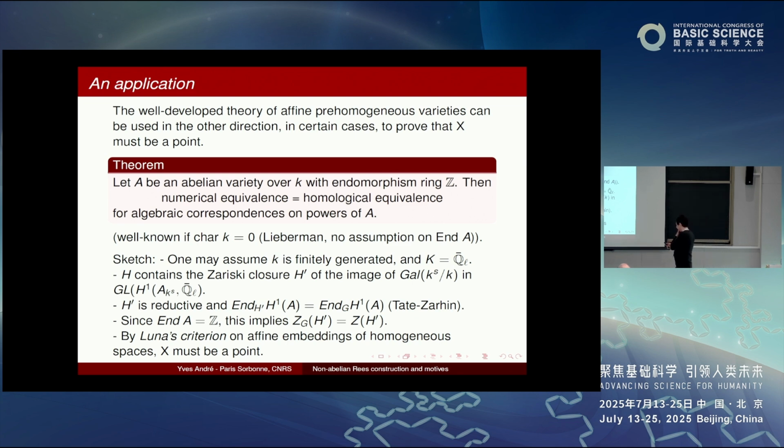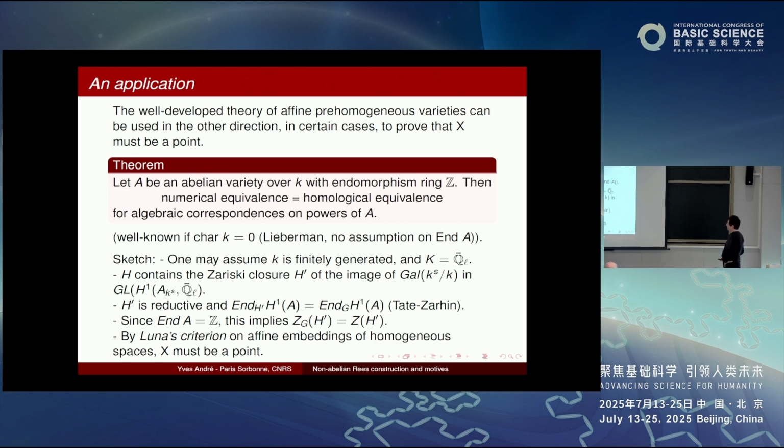So the sketch of proof is the following one. One may assume that K is finitely generated. One can take the field Q_l bar for the coefficients. Now, our group H contains the Zariski closure, which I denote by H dash, of the image of Galois. And this group H dash is reductive, and it has the same endomorphism algebra H1 as G, by the theorem of Tate and Faltings.